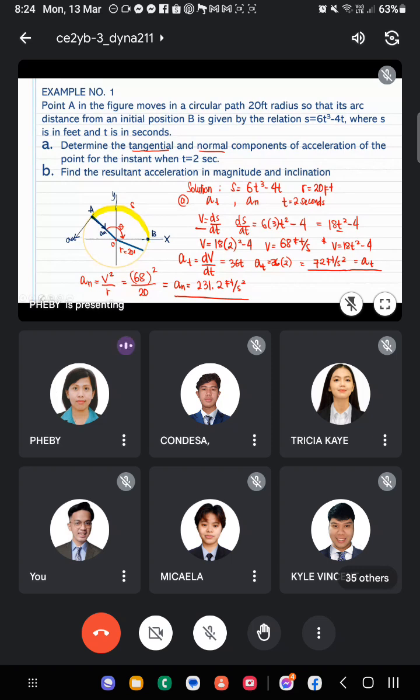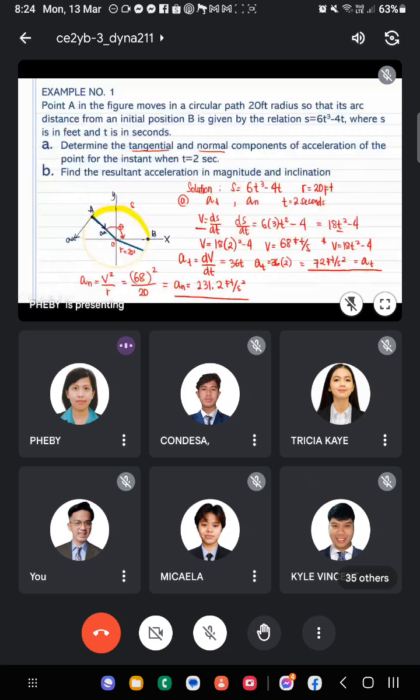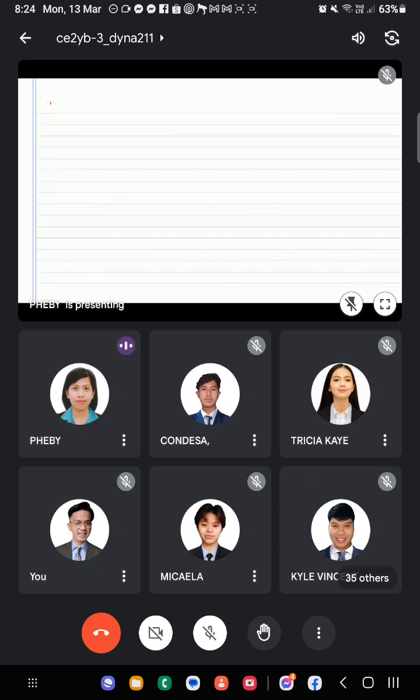Nakuha ba? Nakuha? So, one question is find the resultant acceleration. Class, move na ako sa kabilang slide, ah. Okay. So, letter B is resultant acceleration.